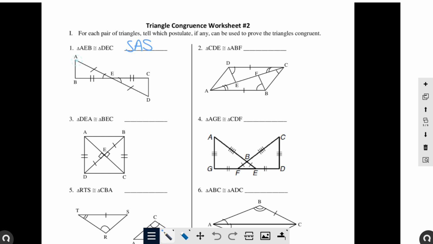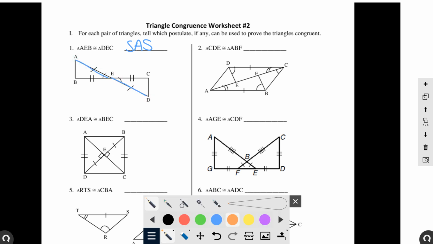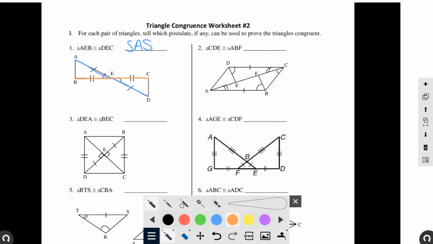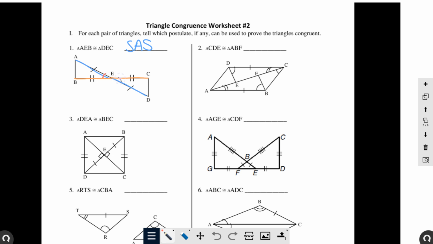Okay, so this side is equal to this side, right? And then we have this side is equal to this side. And then we have our angle that's in the middle. So if we look, we have 2 sides that come together and that angle in the middle. So that's why it's side, angle, side.